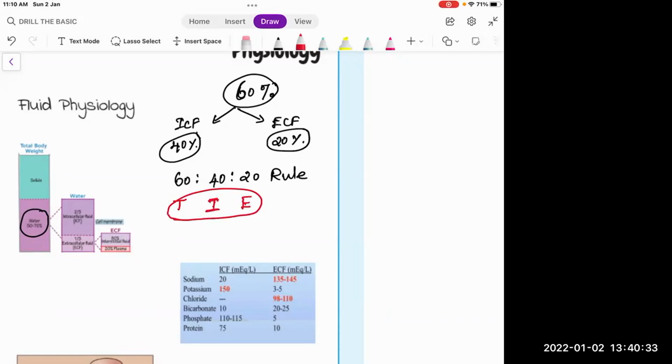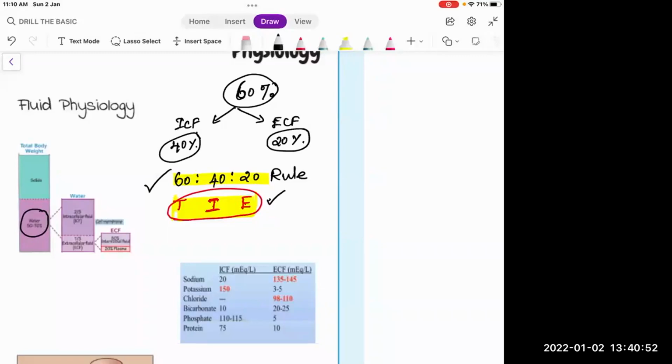Okay, the 60, 40 and 20 rule. This is very, very important. This composition, 60, 40, 20, was being asked in one of the FMG questions. So which is 40, which is 20, which is 60? Don't get confused. Remember it with a mnemonic.